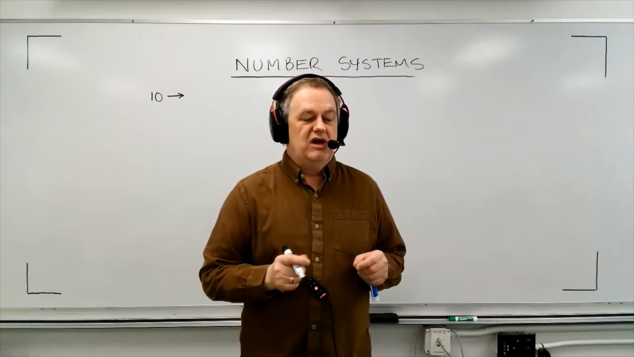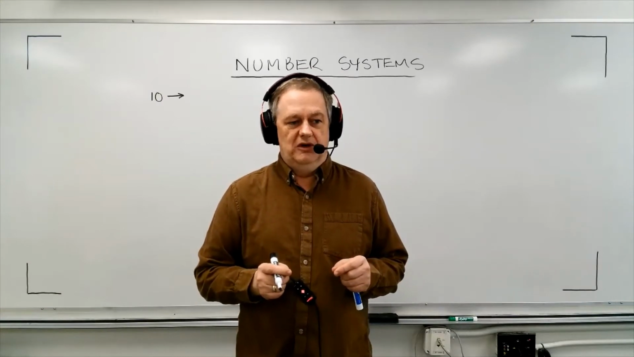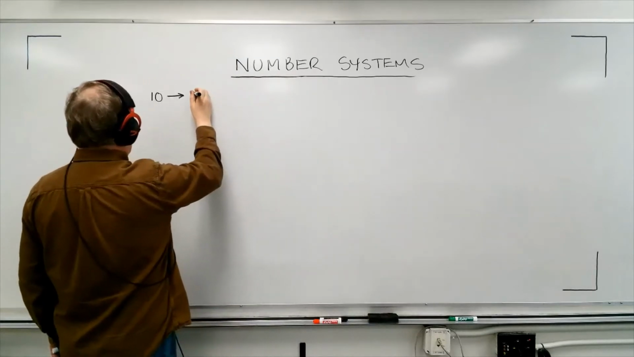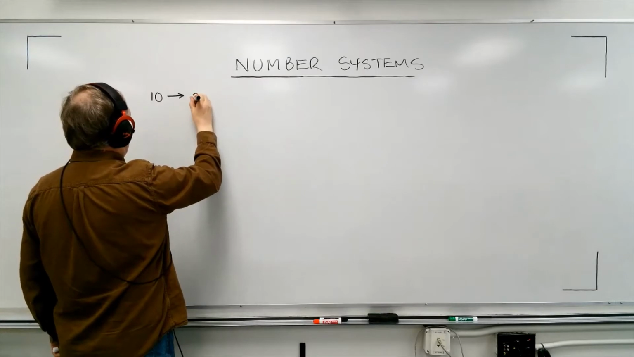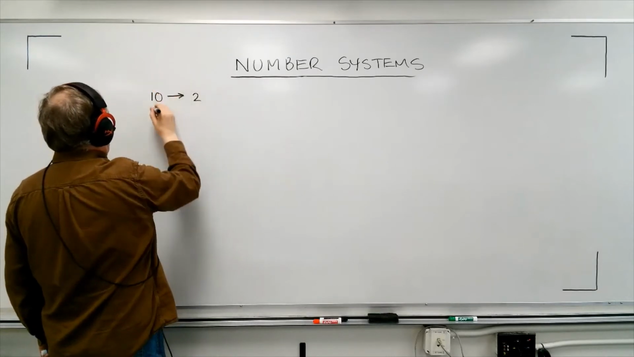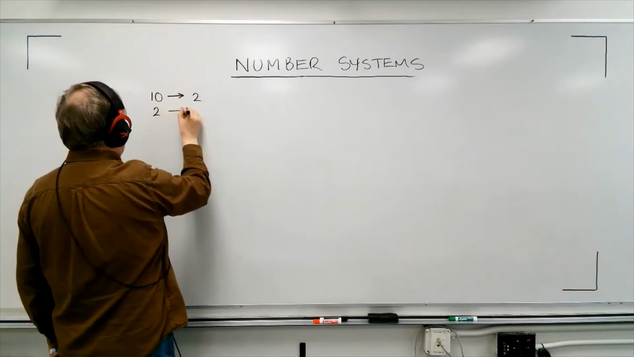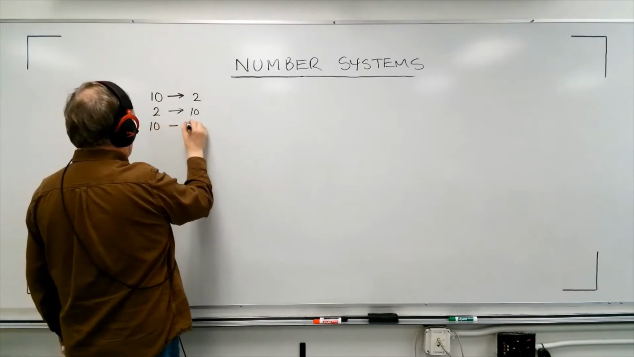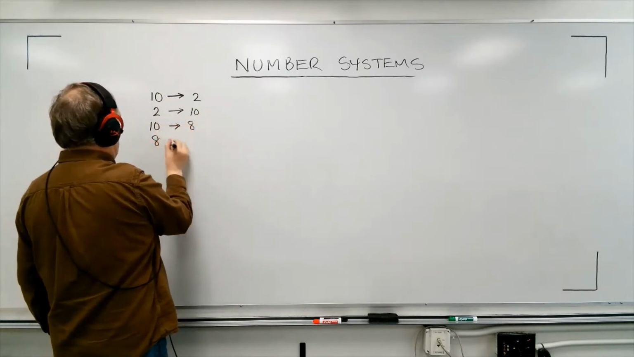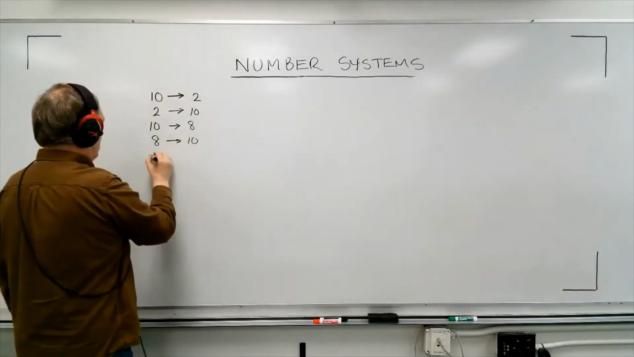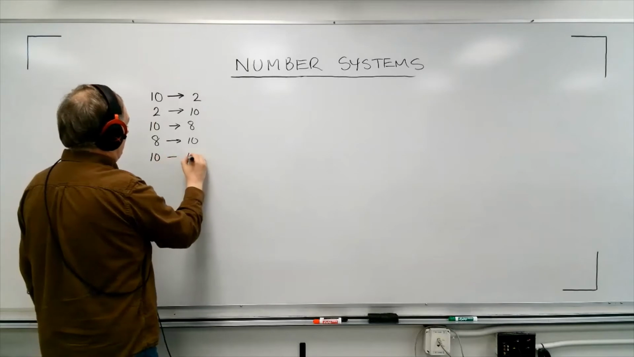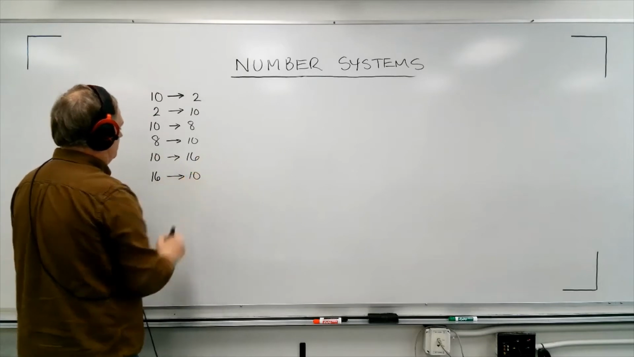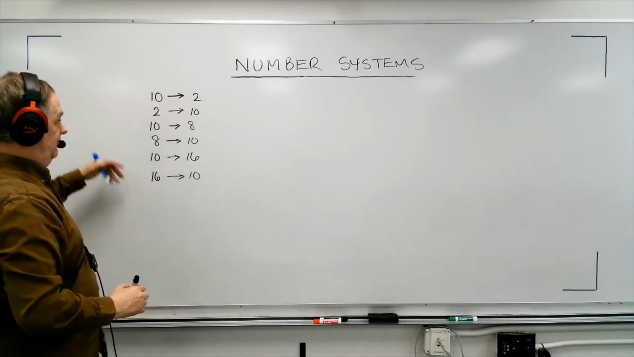Or we see a number in binary and go, I wonder what that would be in decimal, okay? And so we need to be able to do conversions back and forth. So I'll show you a list of the conversions that we're going to do. We're going to do 10 to 2, and then we're going to go from 2 to 10. Then we're going to go from 10 to 8, and then from 8 to 10. Then we're going to go from 10 to 16, and then from 16 to 10. Okay, now these are the core kind of conversions that we do.